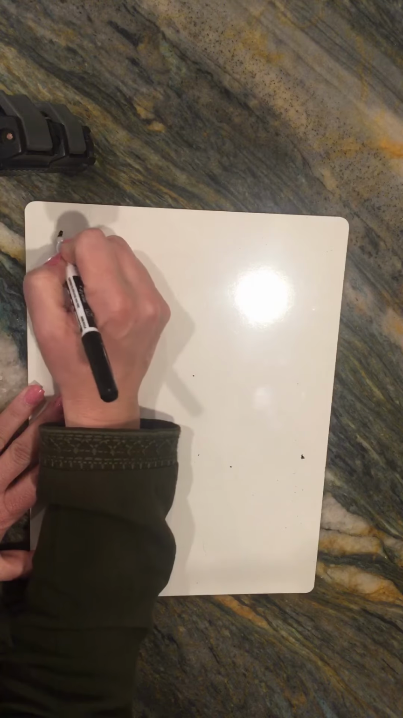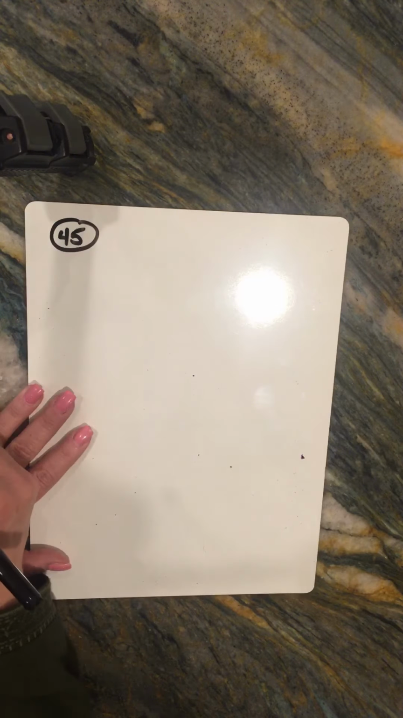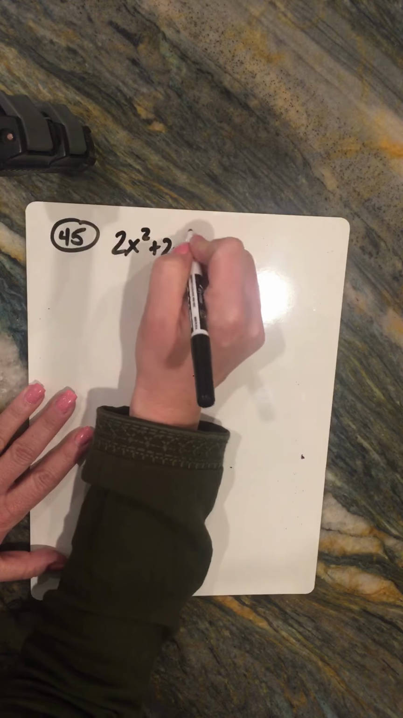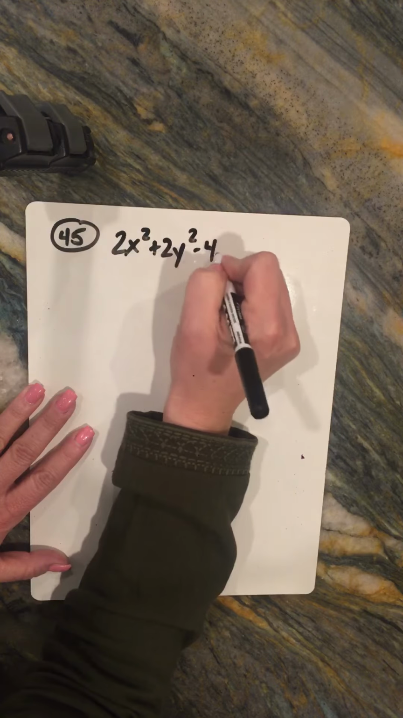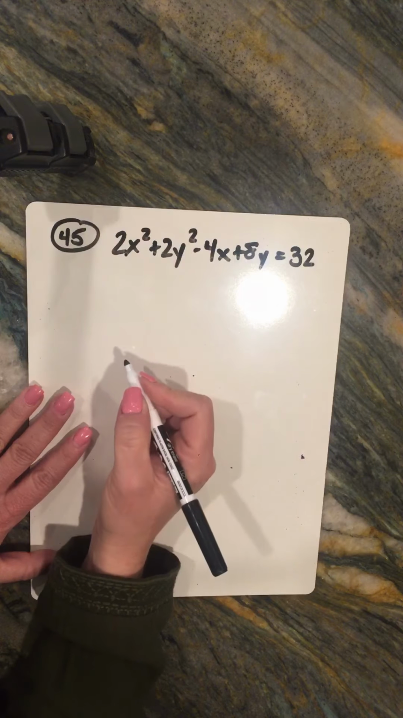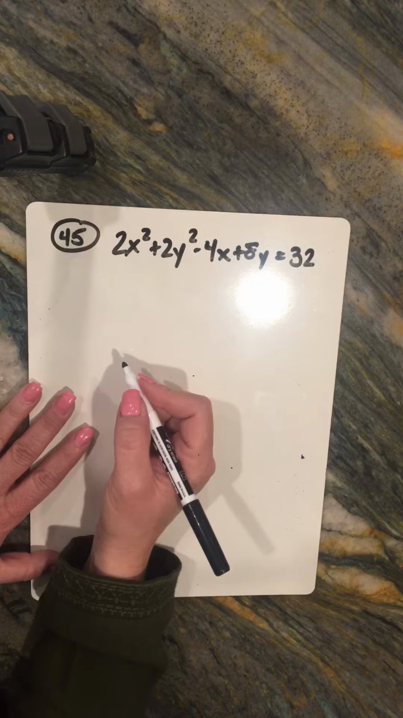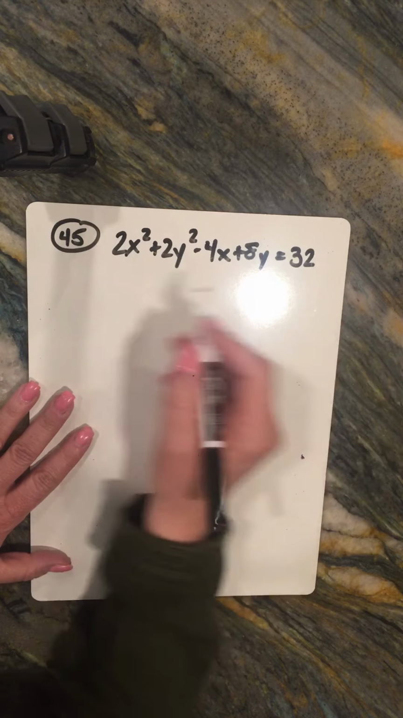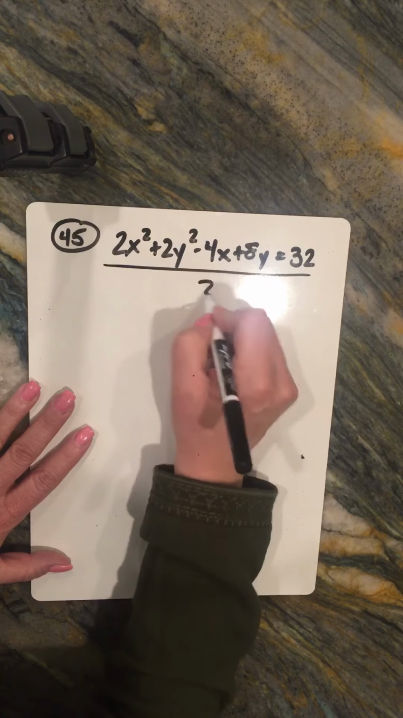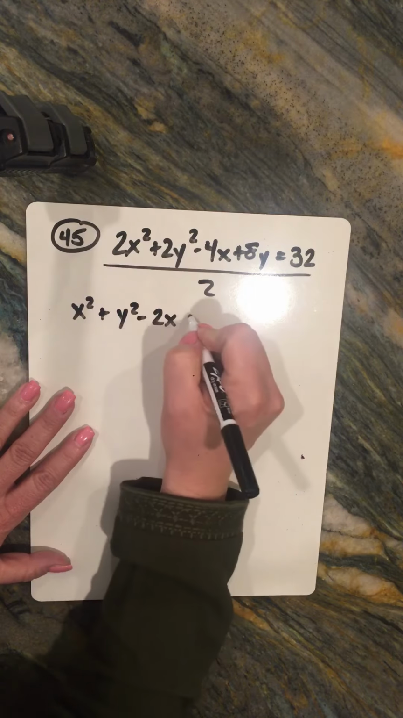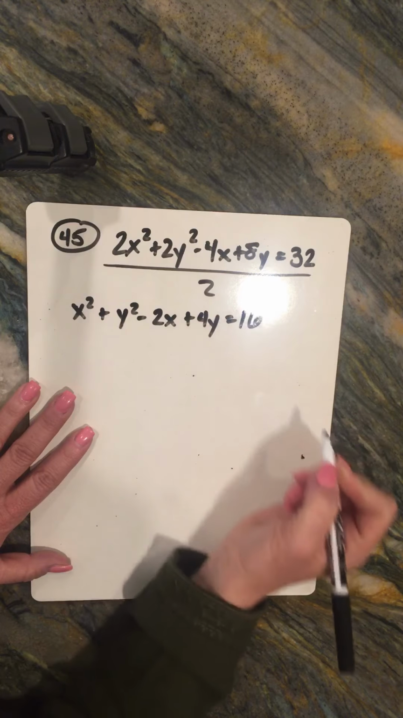We had a question on number 45. 45 from the circles section gives 2x squared plus 2y squared minus 4x plus 8y equals 32. It asks you to find the center and the radius of each circle and then graph the circle. My suggestion is to divide everything by 2 before you get started. So if we divide everything by 2, we've got x squared plus y squared minus 2x plus 4y equals 16.